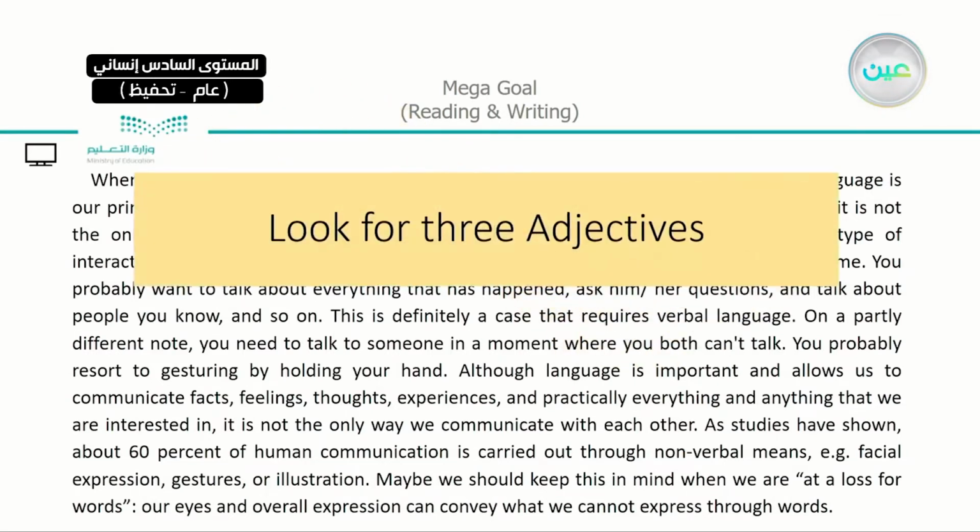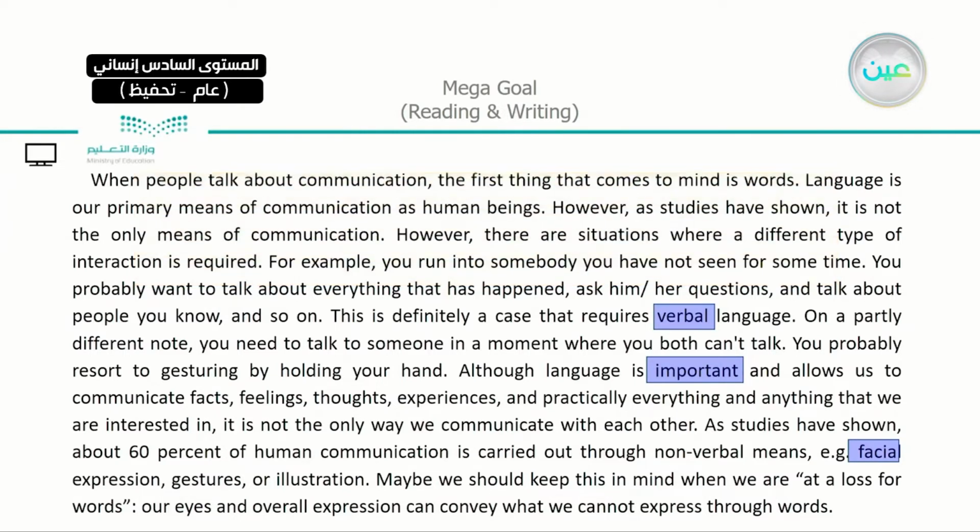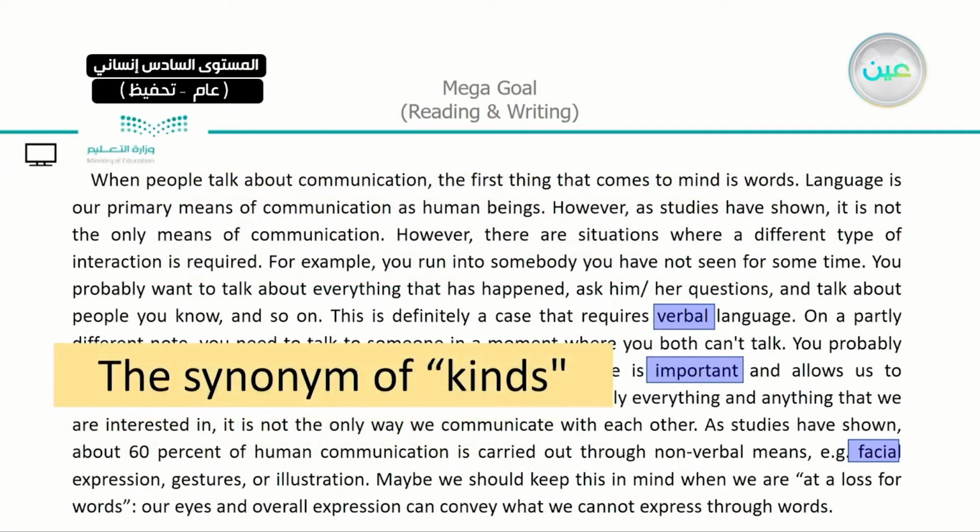Now we're going to see what we have here in this paragraph. Actually, we have the first one: look for adjectives. You can just read around and see what we have here. You can find that we have verbal as an adjective. There is also important and facial. We have also another question. You can see that we have the synonym of kinds. So when you start reading from the beginning, you can see that language is our primary means of communication as human beings. So the synonym of kinds is actually means.